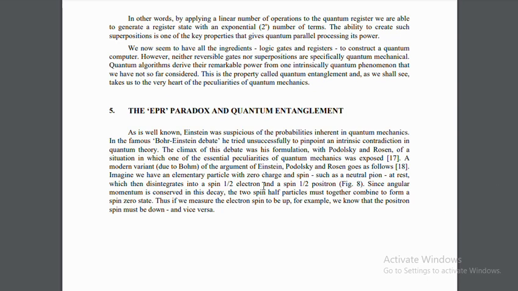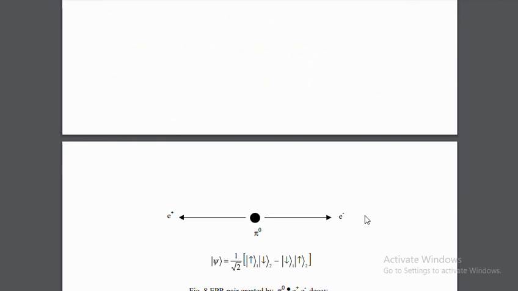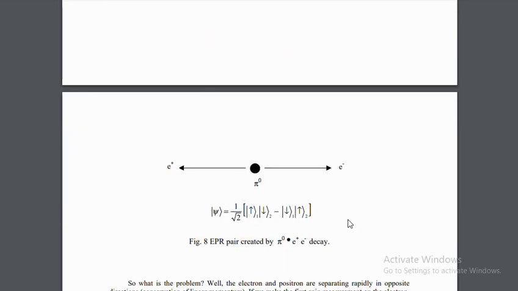Such a neutral pion at rest then disintegrates into a spin-half electron and a spin-half positron. It means it has two elements, half is an electron and half is a positron, as shown in figure 8. So here is our figure 8.